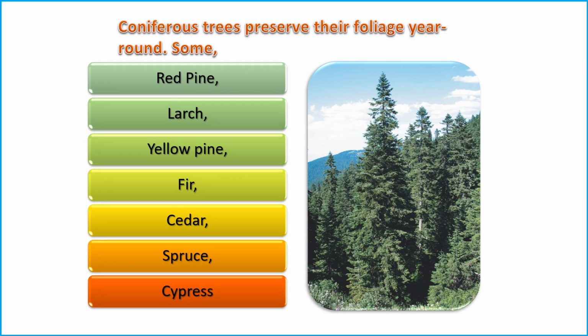Absolutely, coniferous trees are known for their evergreen nature, meaning they retain their foliage throughout the year. The examples you provided, larch, yellow pine, fir, cedar, spruce, and cypress, are indeed coniferous trees. Here's a bit more information about each. 1. Larch. Larch trees are deciduous conifers, which means they shed their needles in the fall. They are known for their soft, needle-like leaves that turn golden yellow before falling.